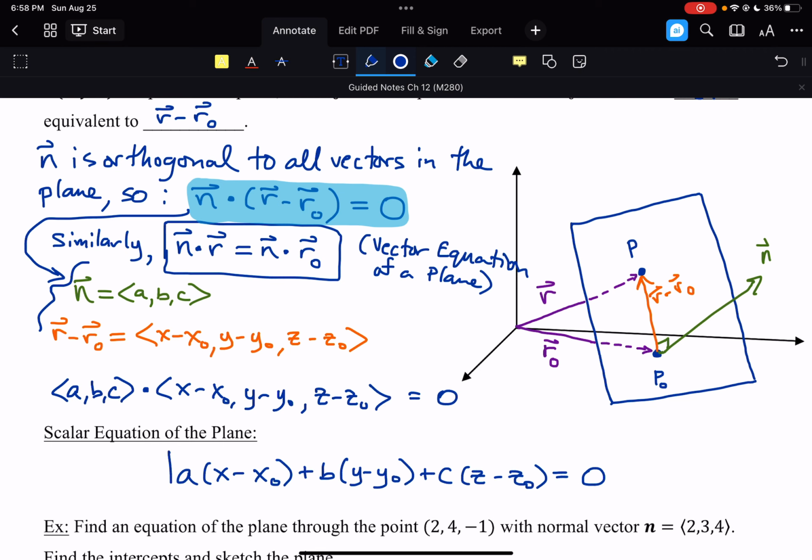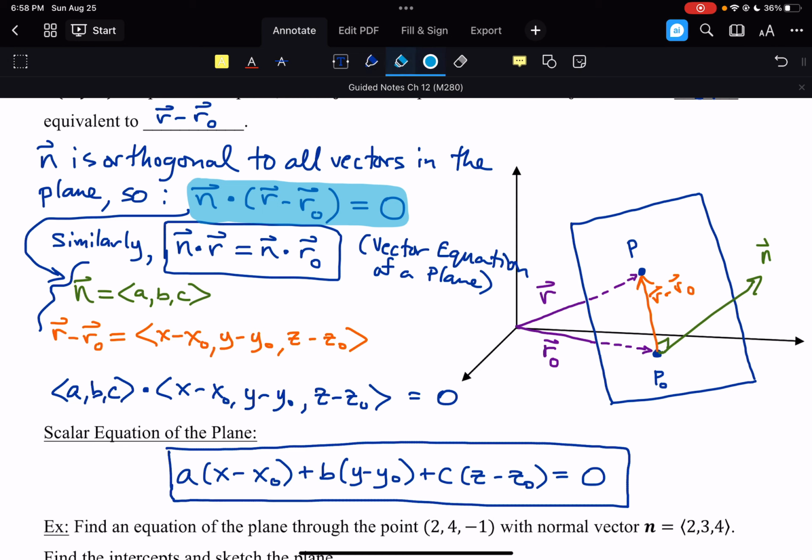And this is what we call the scalar equation of the plane. This is the one that we're going to be using a lot because it's already set up in such a way that if you know the point on the plane, that's x₀, y₀, z₀, and you know the normal vector, that's a, b, and c, you have all the pieces you need in order to get the equation. So again, two things you need to get the equation of a plane: a point on the plane and a normal vector, a vector that's orthogonal to the plane.